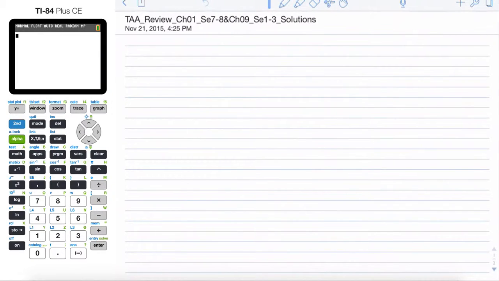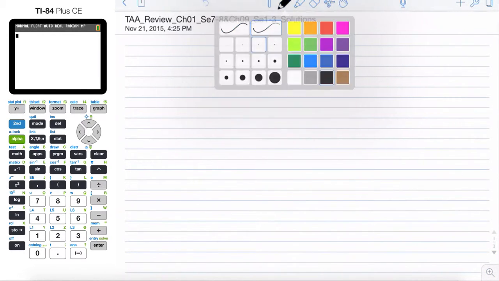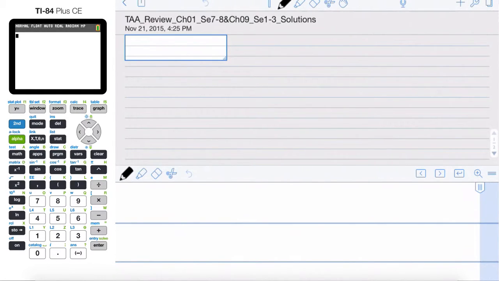This is the work solutions for our review for chapter 1, sections 7 through 8, and chapter 9, sections 1 through 3. We'll work it over a few videos. Please don't hesitate to email me if you have questions about something. Alright, so we'll start with 91.